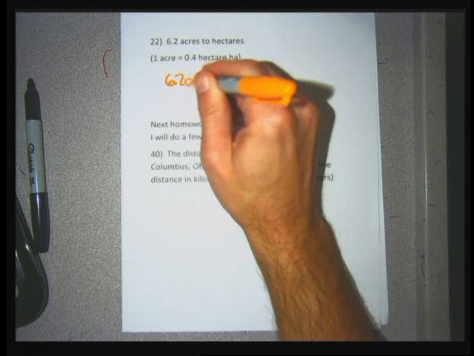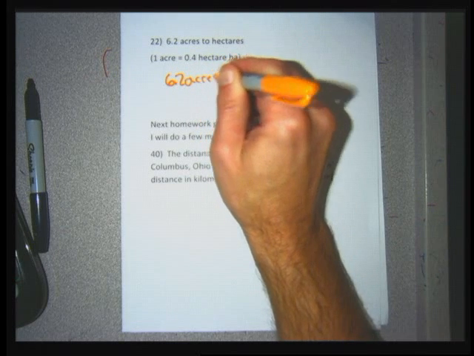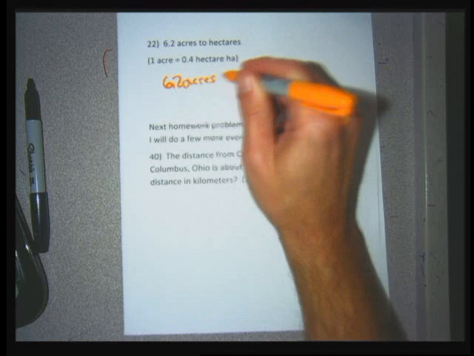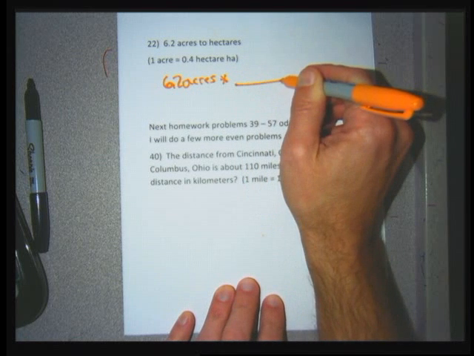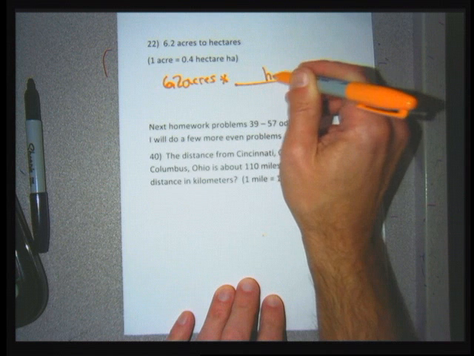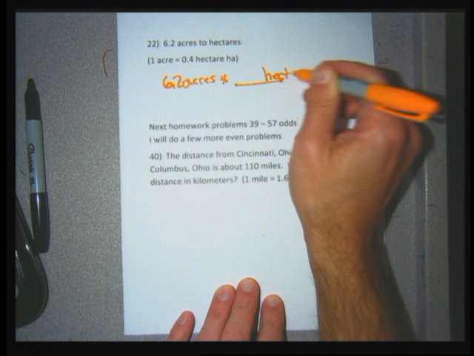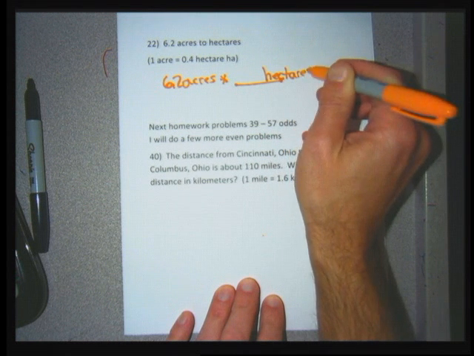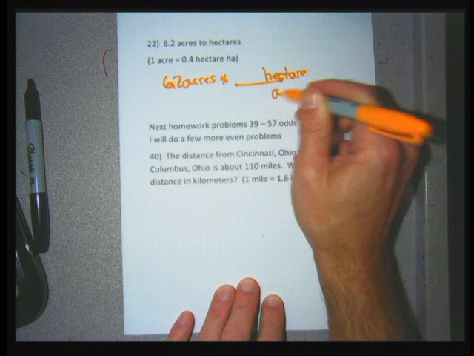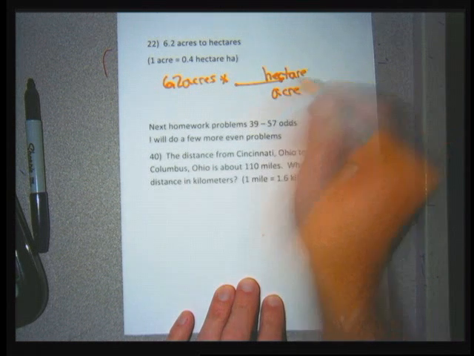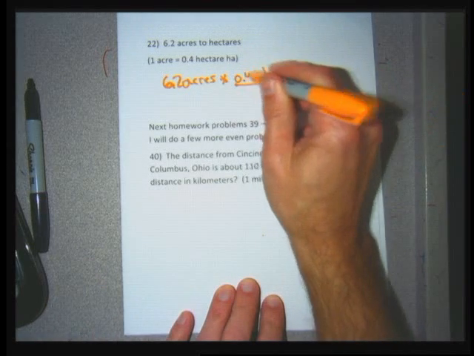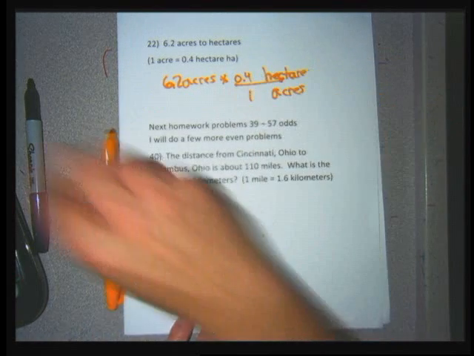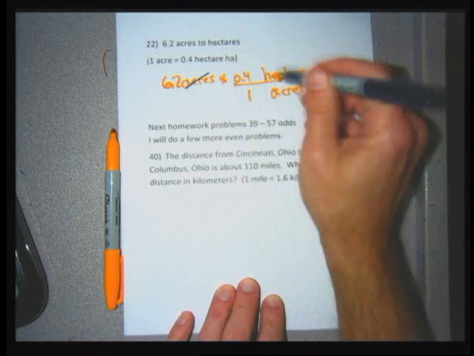So I'm going to write down what I'm starting with. I'm starting with 6.2 acres. I'm going to multiply by a fraction. In the numerator, it's what I want to have. I want to come up with hectares. In the denominator, I'm going to write what I have. I have acres. I want to get rid of those. And I'm going to put numbers next to it. I have 0.4 hectares is 1 acre. The acres are going to cancel.